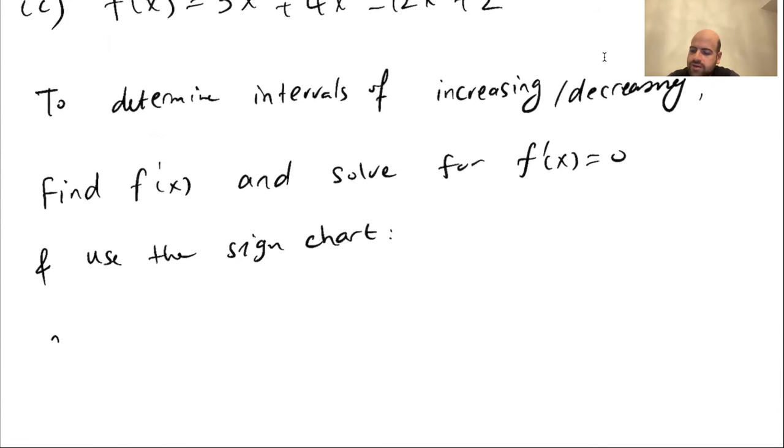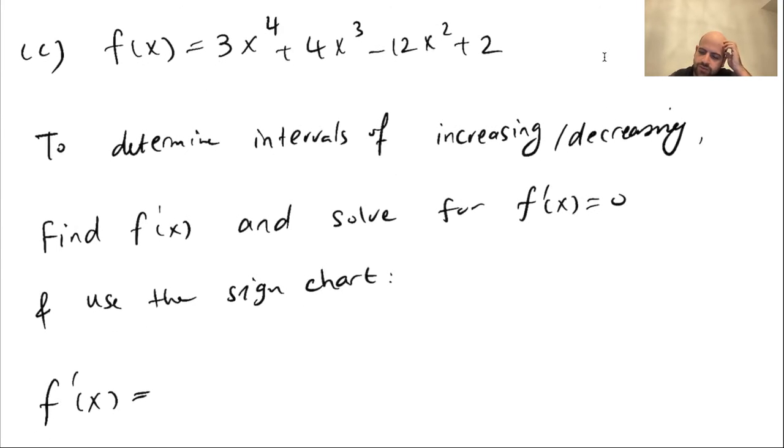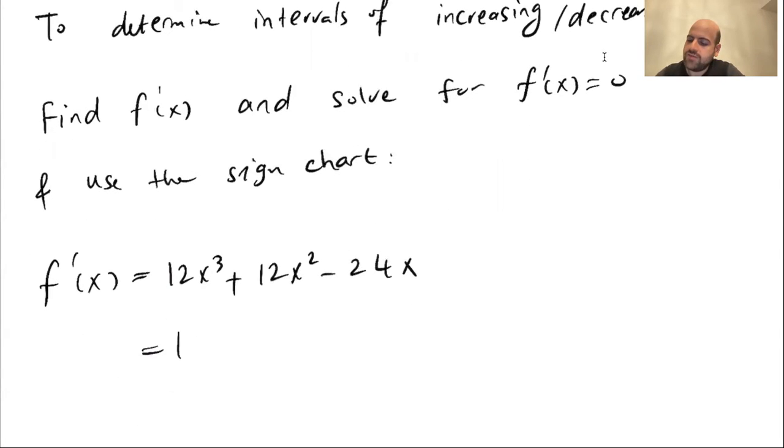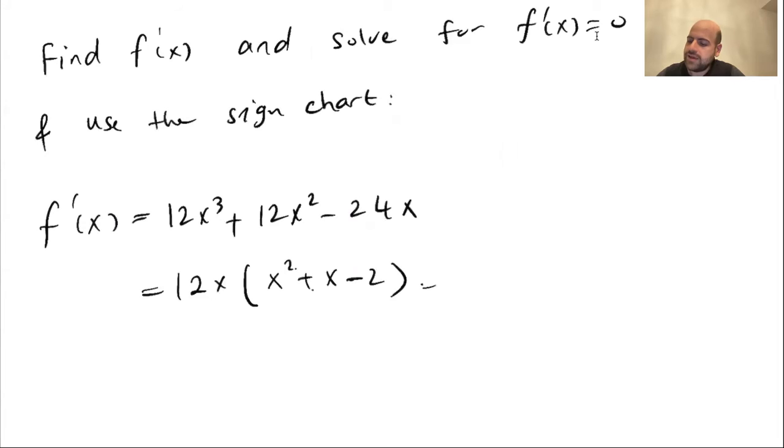So what is f prime of x? What is the derivative of this given function? Derivative of 3x to the power 4 is 12x cubed. Then the next term derivative is 12x squared minus 24x. I can factor 12x out, then what will be left? x squared plus x minus 2. And I can factorize this as 12x times x plus 2 times x minus 1.